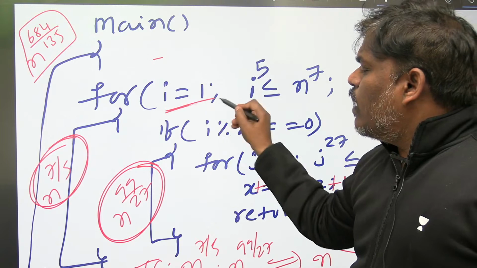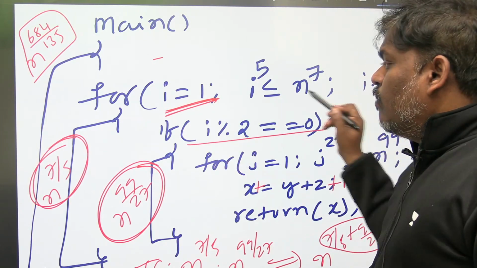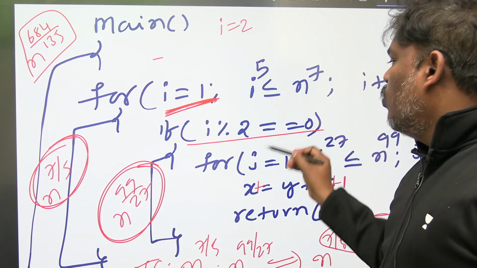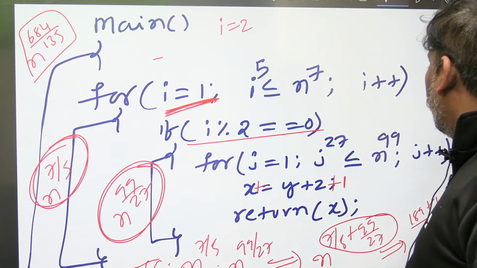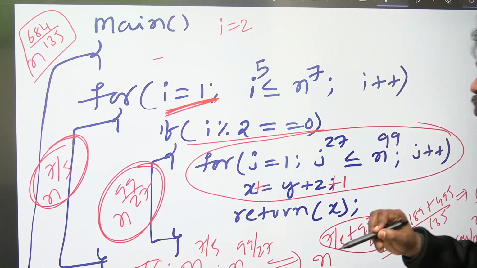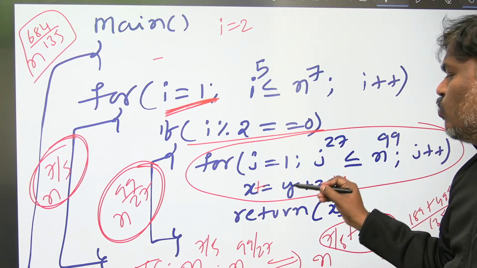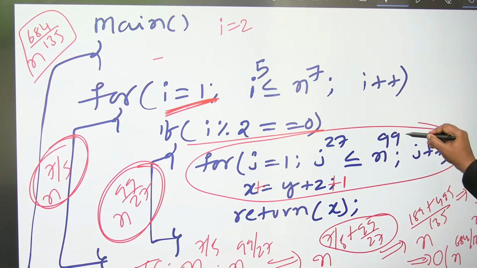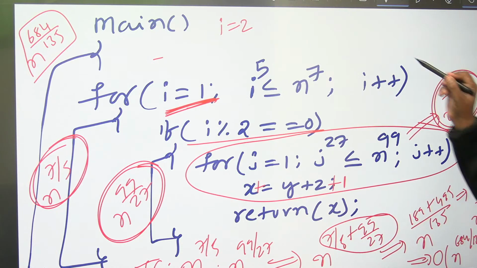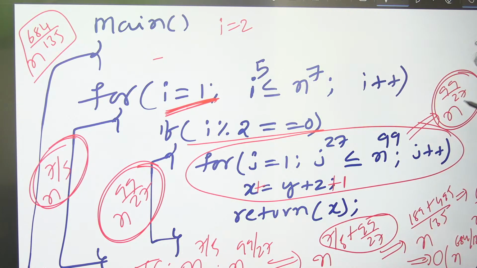Listen, for i value 1 you cannot come here, but for i value 2 you can come. See this one. For i value 2 you came inside the j loop. How many times is the j loop repeating? It is n power 99 by 27 times. For i value 2, the j loop is repeating these many times, right?